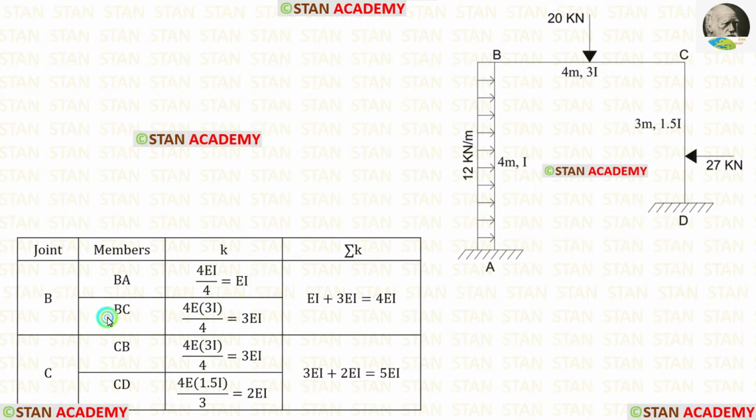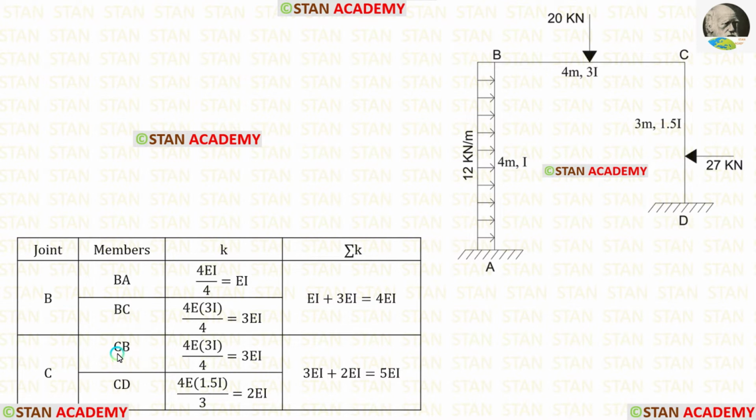Now let us find the stiffness for BC. For that, from the joint B, we have to look at the point C. The point C is continuous. If the far end is continuous, the formula for the stiffness is 4EI upon L. Length of BC is 4. Let us apply that. The moment of inertia for BC is 3I. So instead of I, we have to apply 3I. For the stiffness of BC, we are getting 3EI.